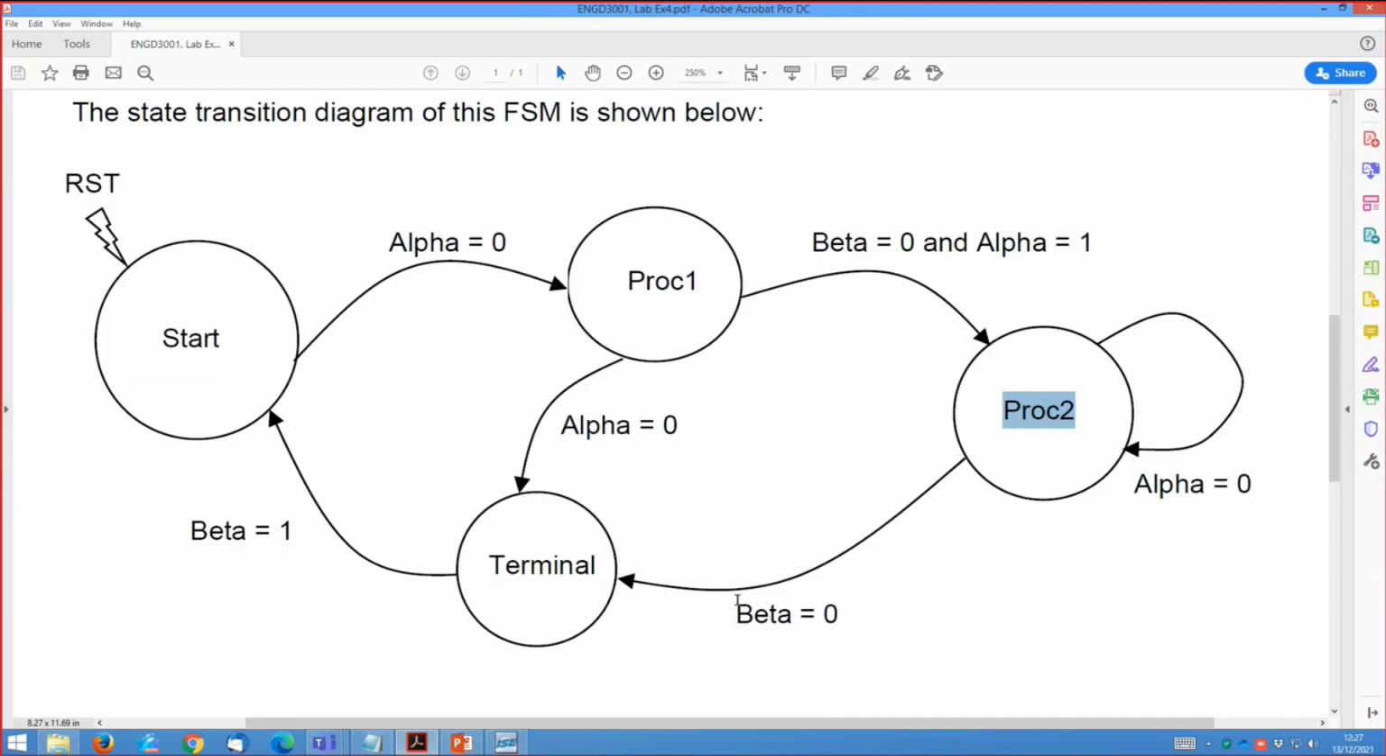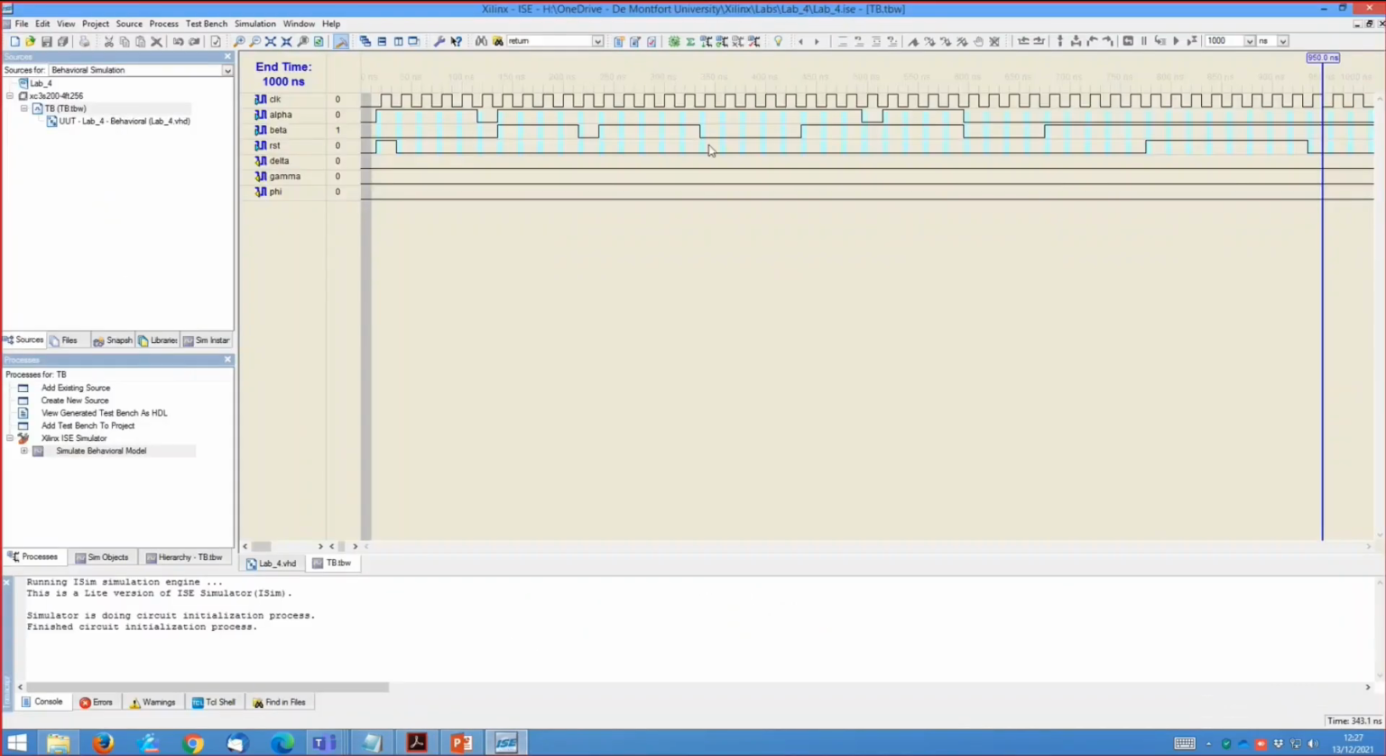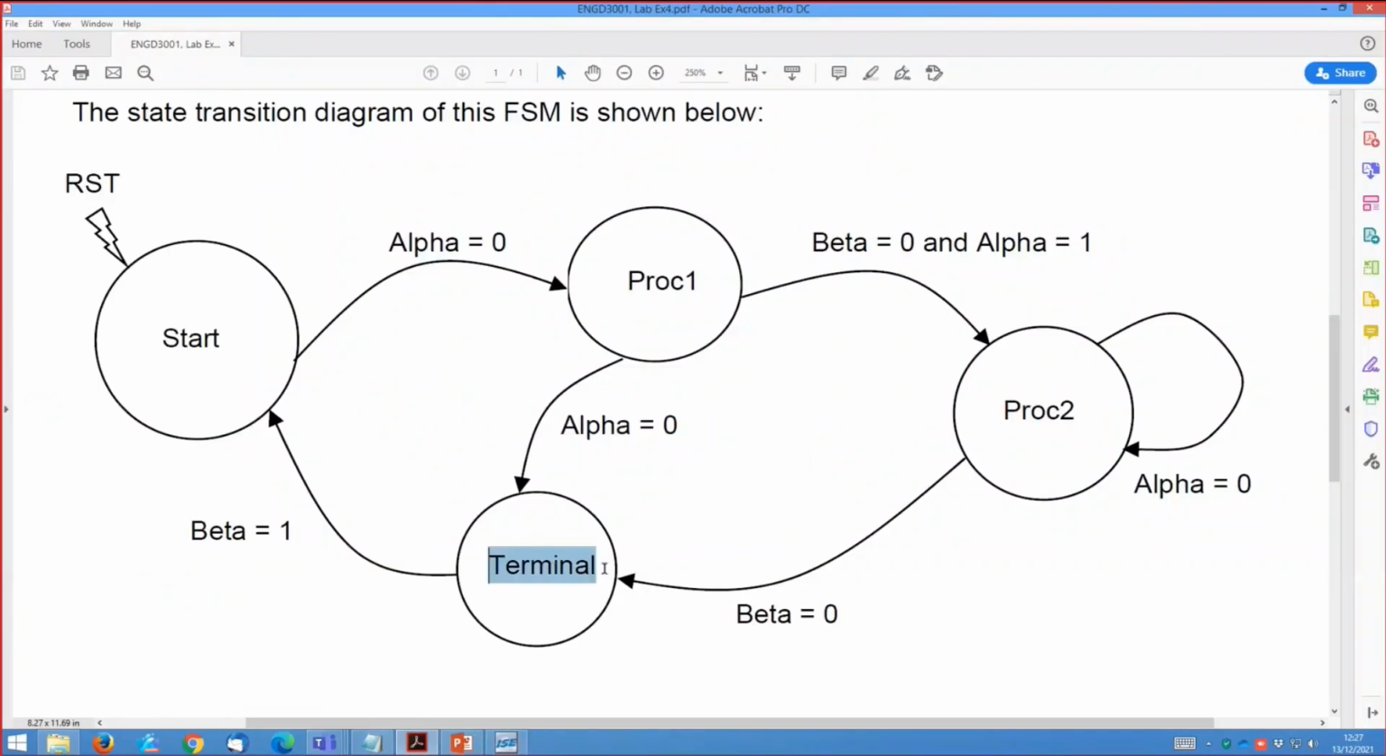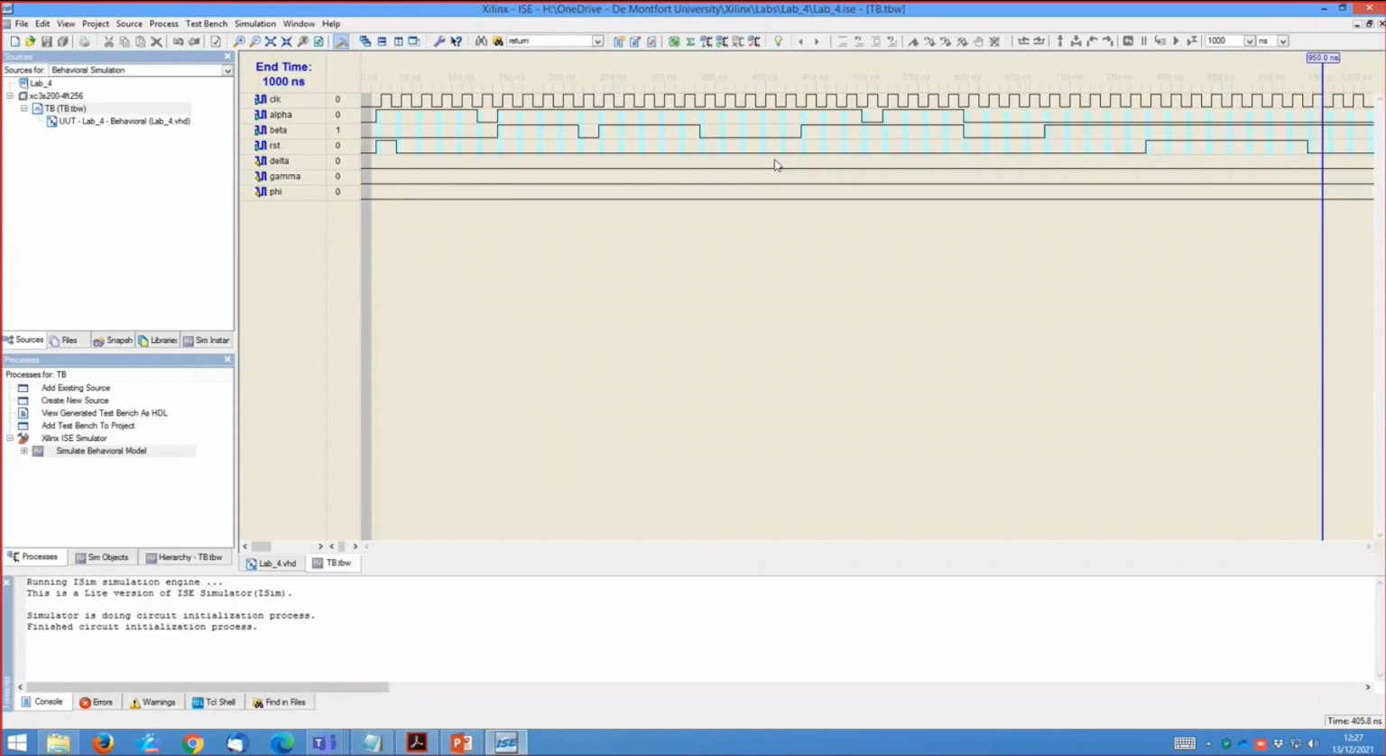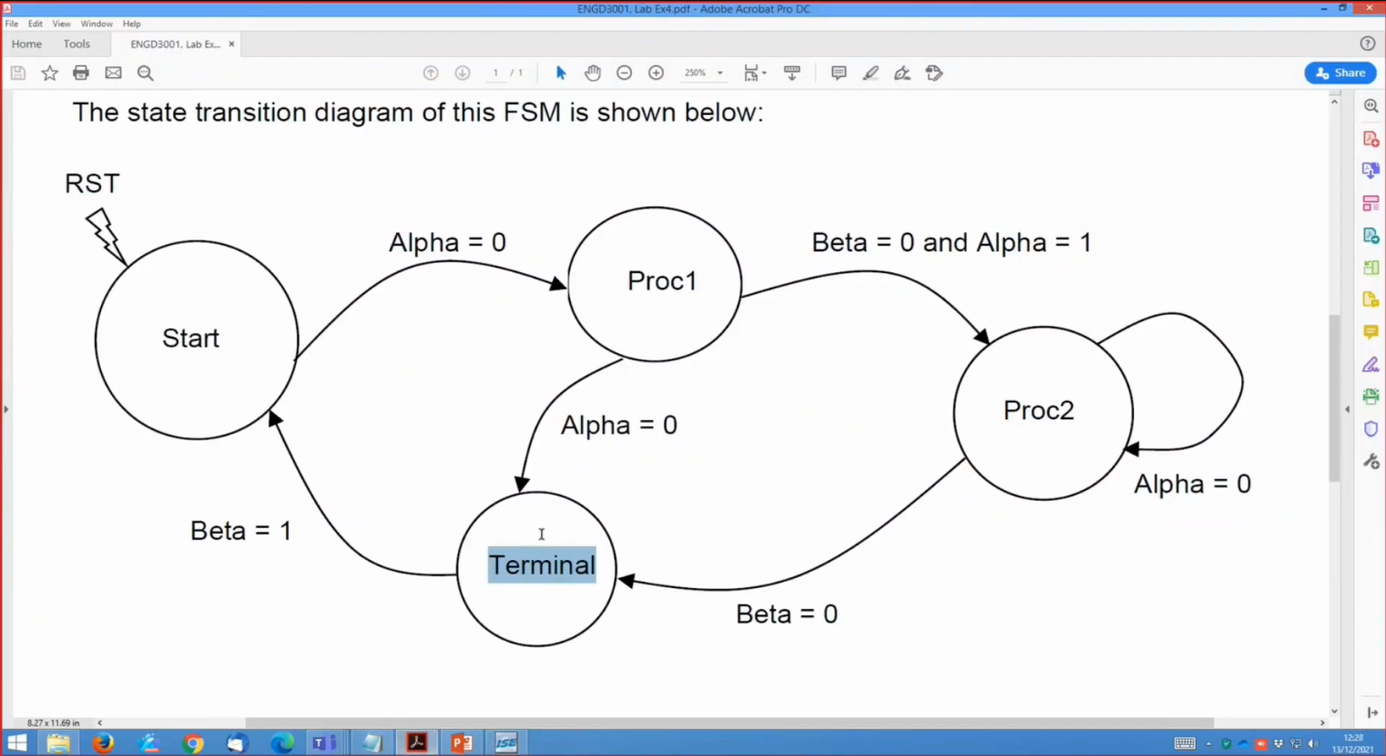And then I'm going to change beta to 0, which will allow me to move from proc 2 to terminal. And that happens essentially here, where I'm going to change my beta to 0. Alpha is 1, but because beta is 0, at that point I can move to terminal. And I'll be stuck in terminal because I can only move from there if beta is 1. And at the moment my beta would be 0. So if you look at what's happening there, during that period where beta is 0, I'll be stuck in our terminal state. And then a few clocks after, I'll turn beta to 1, which will allow me to go back to the start state.